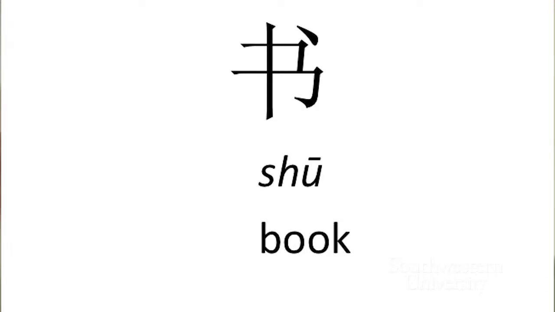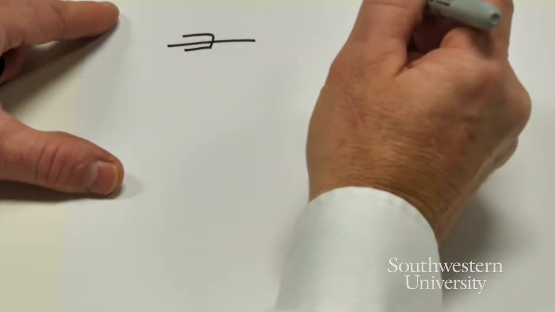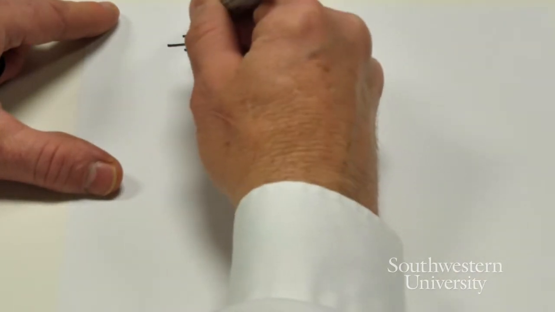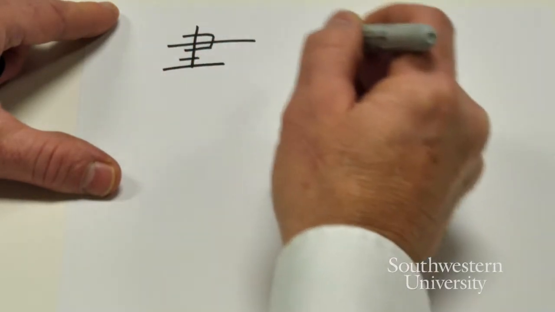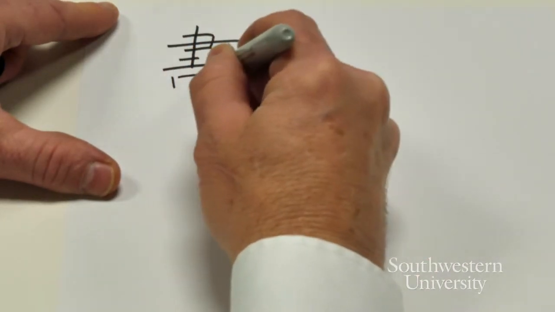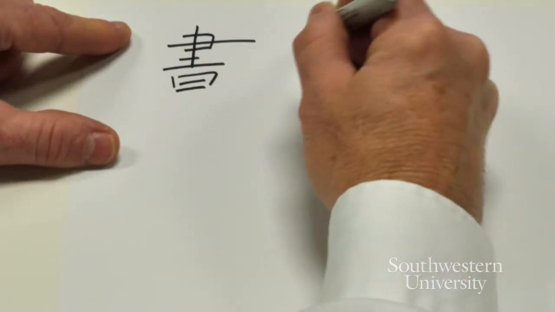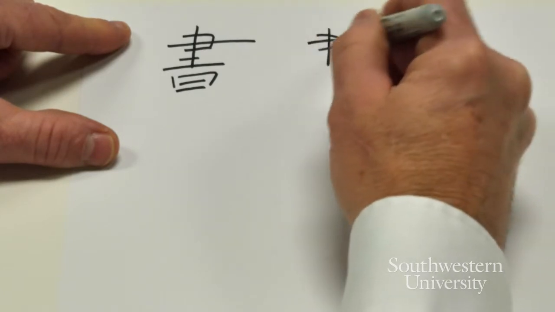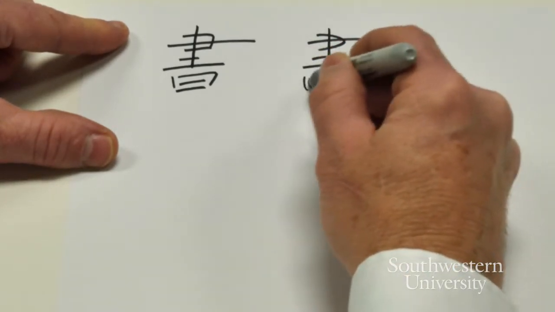The next character, shu, originally means to write, now it means book. So I'll show you the traditional character first. It was a depiction of a hand holding a brush, writing two lines upon a sheet of paper. So that's pretty cool. So it's a depiction of a hand holding a brush, and then there are two lines that it's writing, and then there's the something that it was writing on.